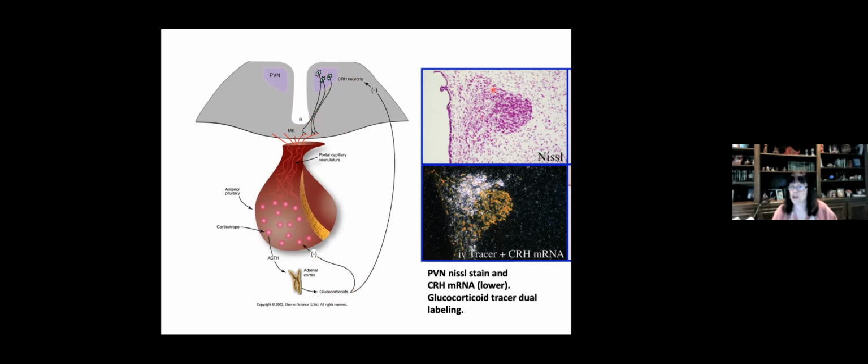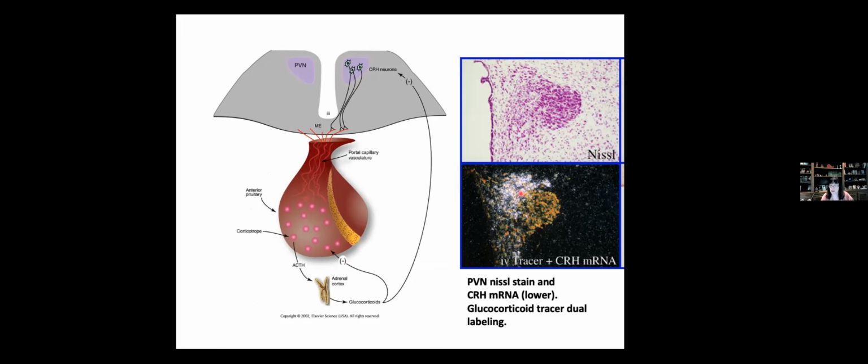And these are just pictures showing the paraventricular nucleus. And this shows the same nucleus where you've actually localized glucocorticoids with a tracer. So you know that it's bound to these particular neurons, this is the white here.